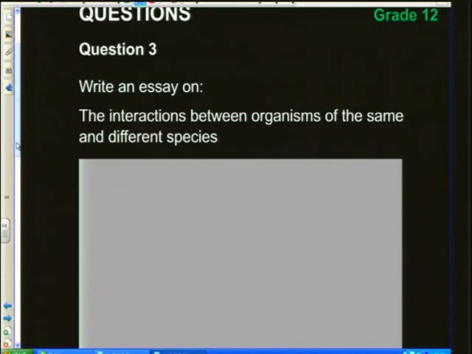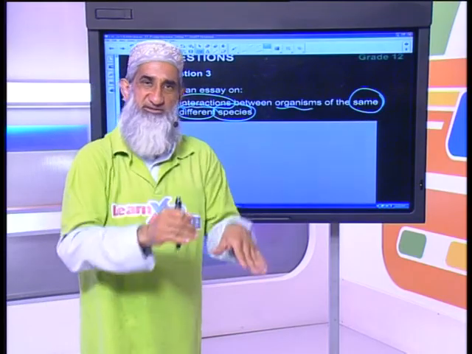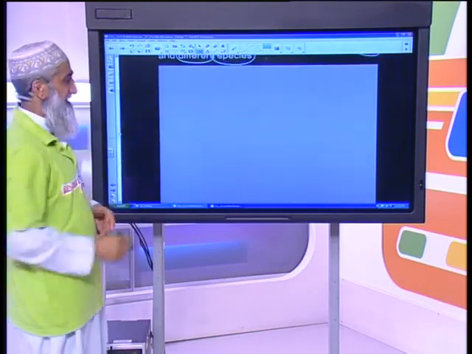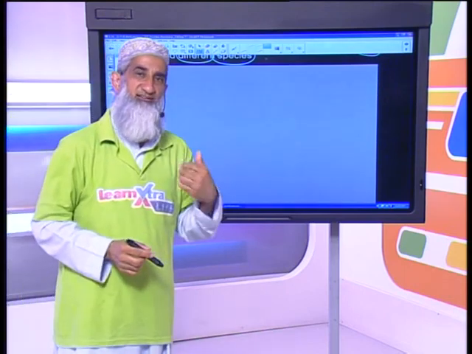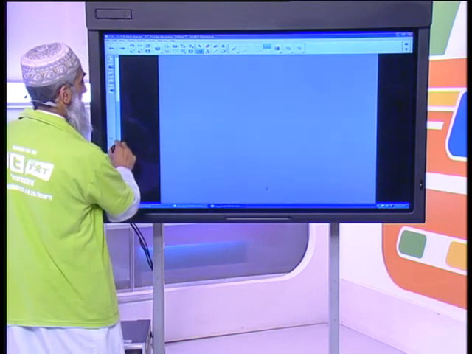Write an essay on the interactions, keyword, between organisms of the same and different species. So, interactions between organisms of the same species and interactions between organisms of different species. What interactions have you learned? In other words, this is lending itself to community structure, okay? And that's what we're going to be talking about here.